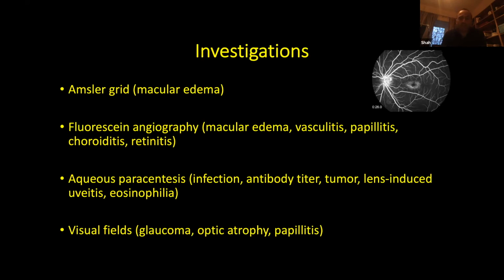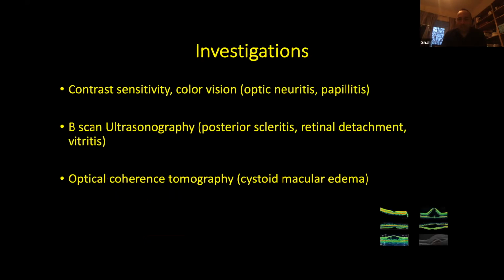A visual field test can be quite helpful in diagnosing papillitis or optic atrophy as a result of your inflammatory condition. Color vision, again, is important to check if there's any optic nerve involvement. And then we can use B-scan ultrasound. So B-scan can be used for posterior scleritis. You can see this typical T sign, retinal detachment and vitritis.